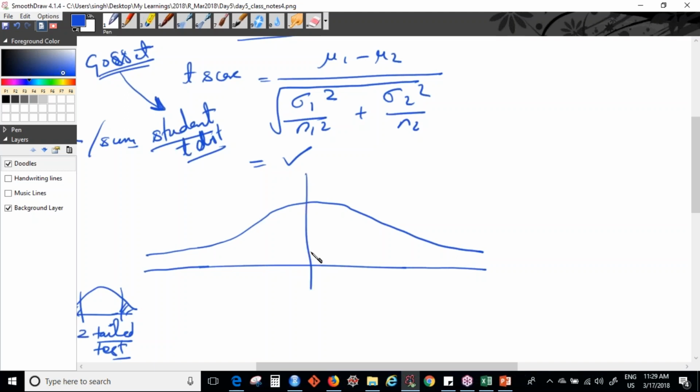Once you find this t-score, you plot it on a student t-distribution, and then you find the corresponding probability. That probability will be your p-value, and based on that p-value, you either reject your null or fail to reject your null, and then you take a decision finally.